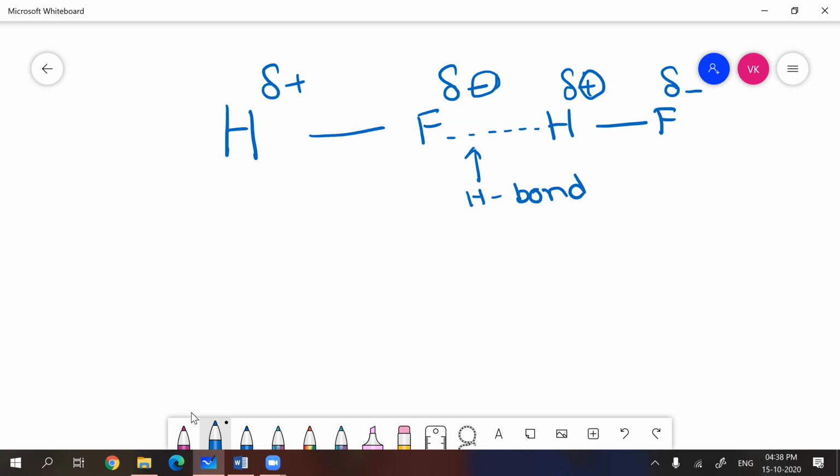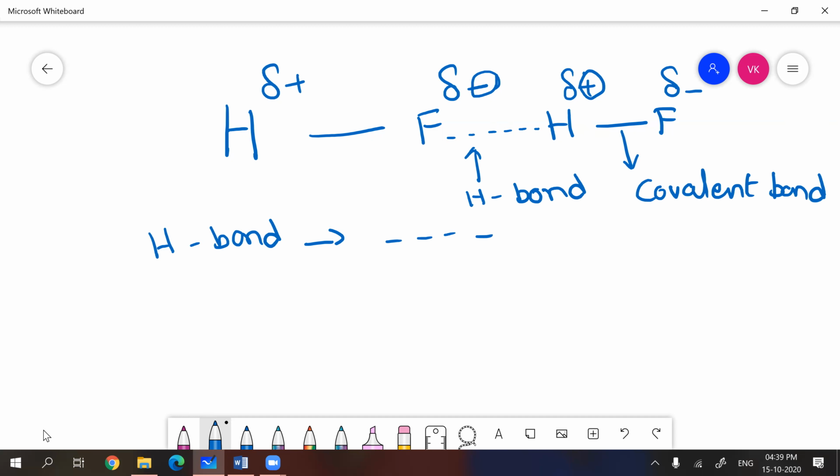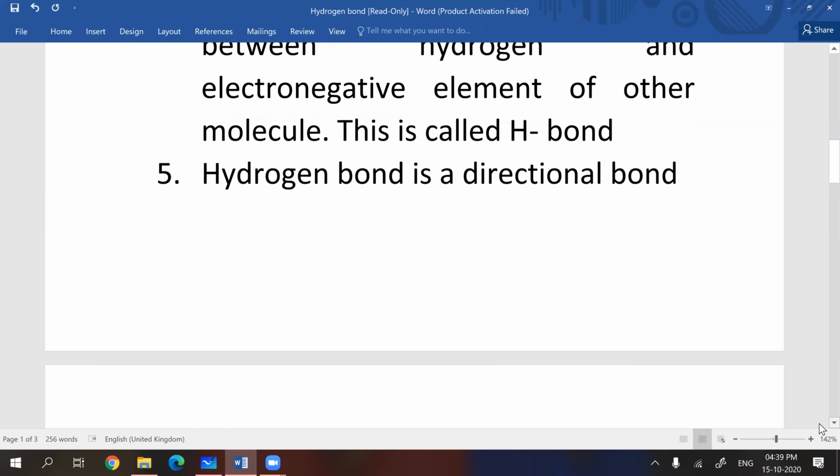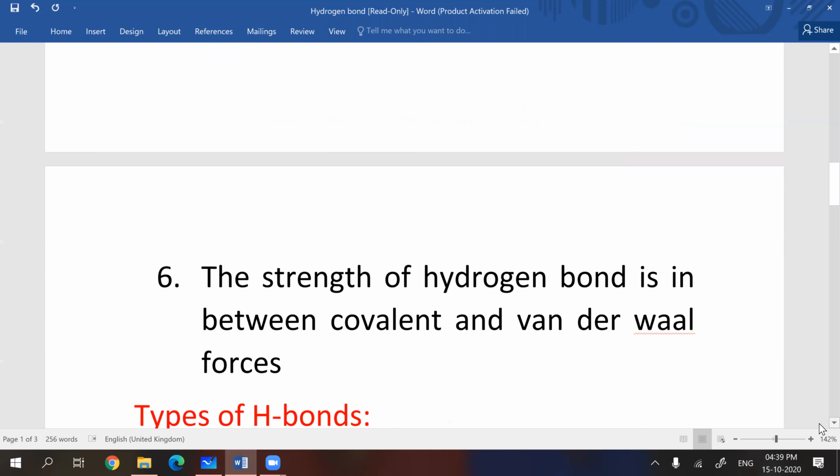Hydrogen bond is generally indicated with dotted lines. If it is a solid line, it is a covalent bond. So now you can see how, between a partial positively charged hydrogen and the negatively charged fluorine of another molecule, there exists a hydrogen bond. Hydrogen bond has direction because we are showing from where to where the bond is forming. So just like a covalent bond, it is also a directional bond.